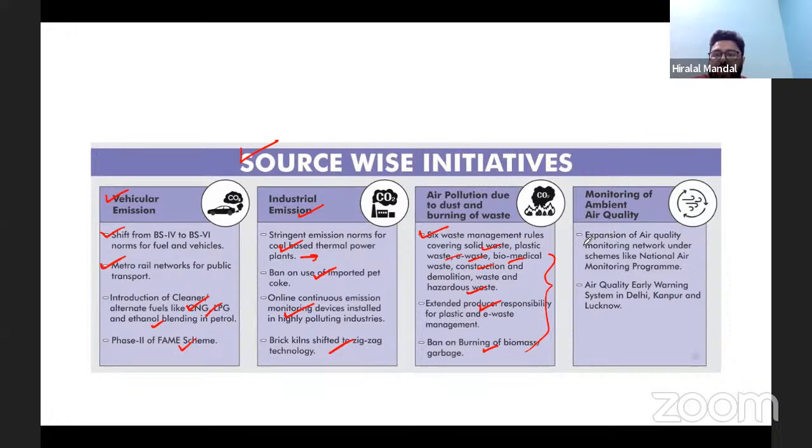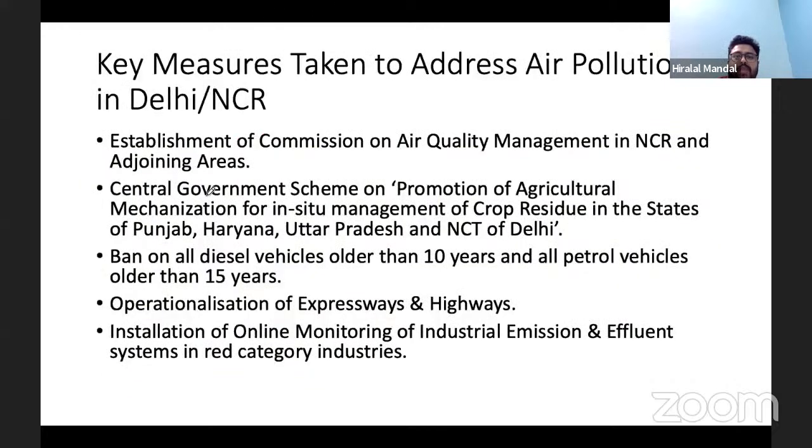Monitoring of air quality: expansion of the air quality monitoring network has been done under the National Air Monitoring Program. And an air quality warning system has been installed in some cities like Delhi, Kanpur, and Lucknow. So these are the various steps that have been taken to deal with this problem in the country. Now, as a result of these key initiatives taken by the government, what do we see?